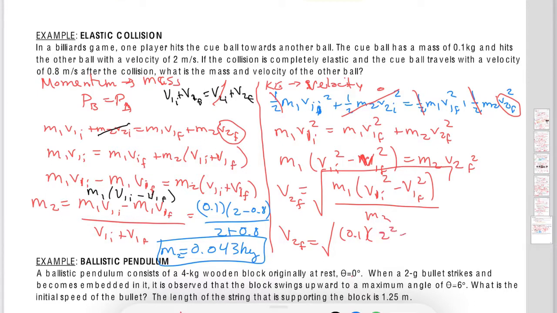So 2 squared minus 0.8 squared over 0.043, which is what we found in our previous one. And you find that it's going to be 2.8 meters per second.